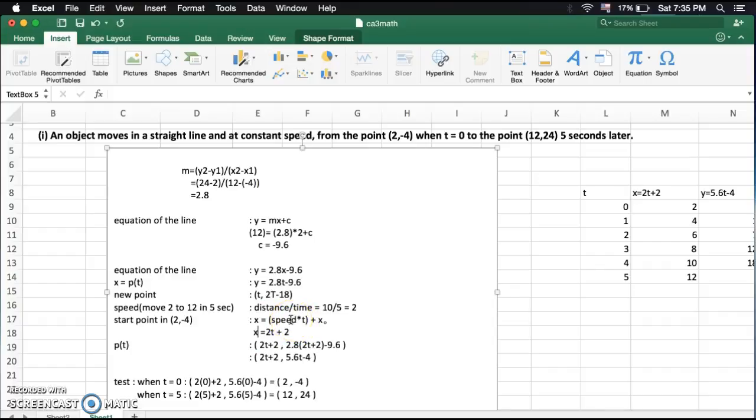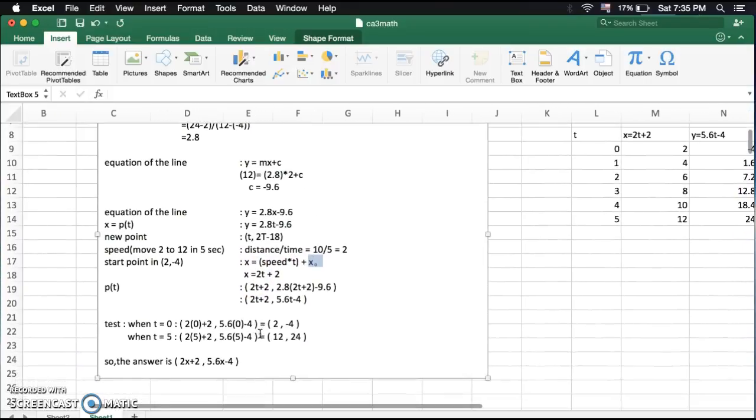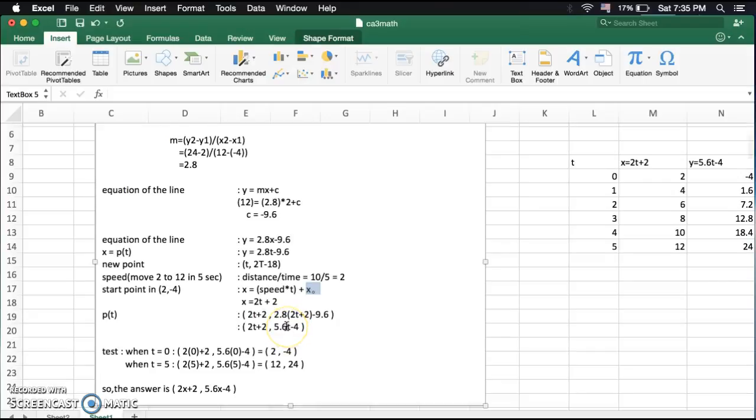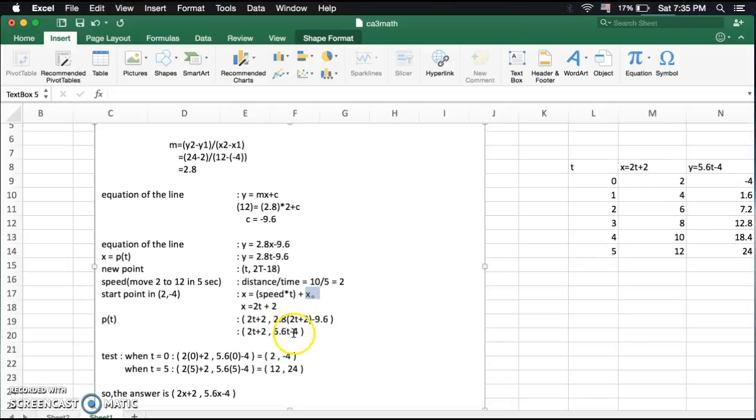So for x, we use the speed times t plus the x initial point, x naught. So we have found the parametric equation, which is x equals 2t plus 2, and y equals 5.6t minus 4.